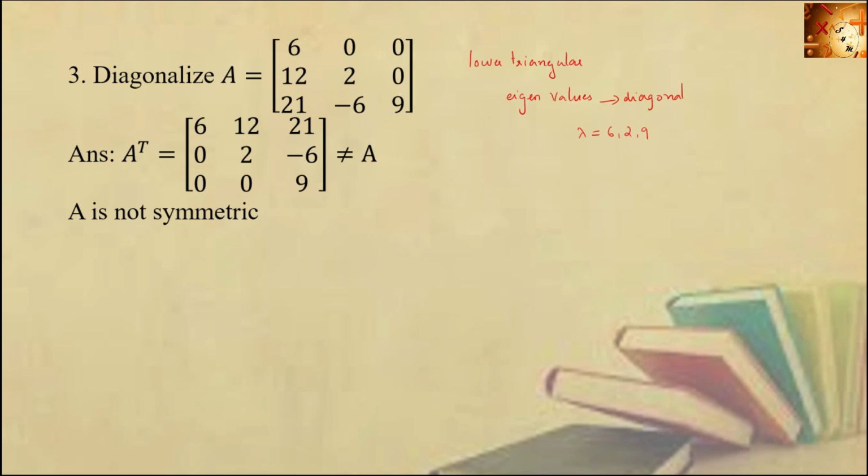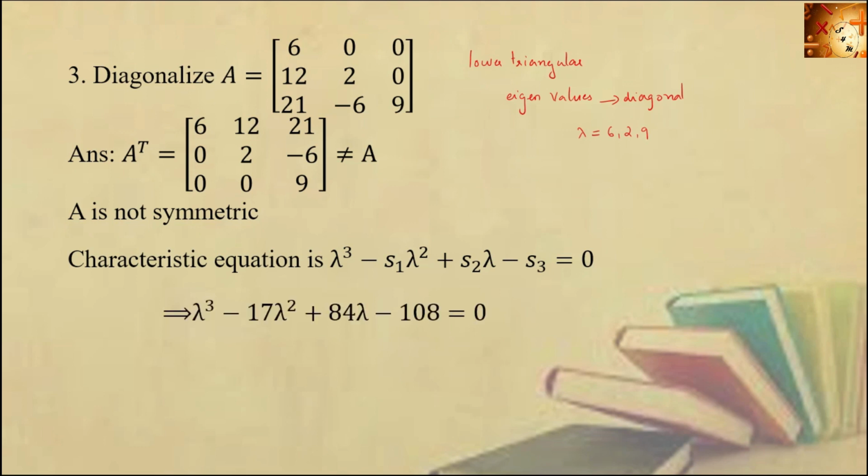Let's see. First of all, we are going to write the characteristic equation, that is lambda cubed minus 17 lambda squared plus 84 lambda minus 108 equal to 0. Solving this, we got lambda equal to 2, 9, 6. These are the elements in the diagonal, 6, 2, 9.